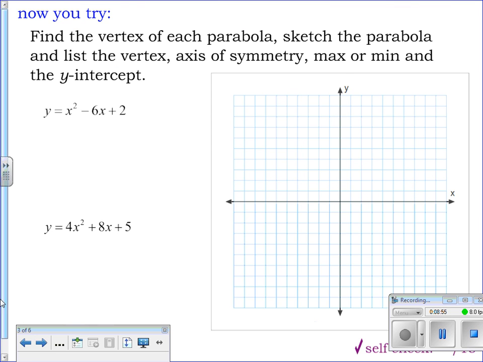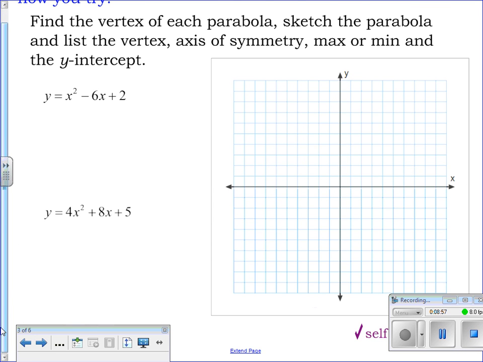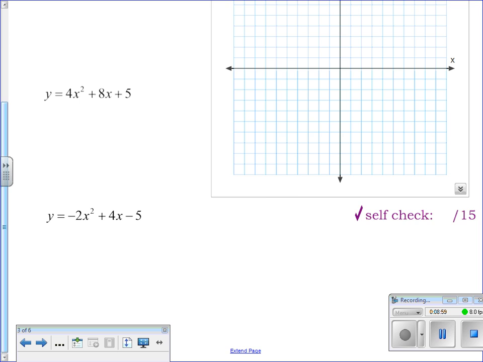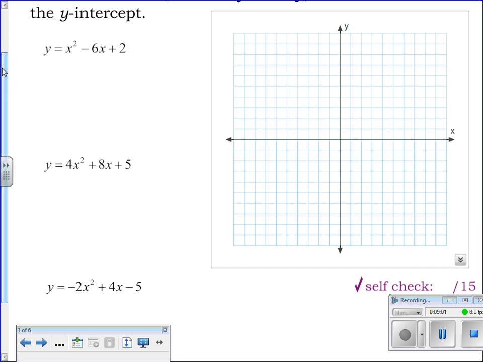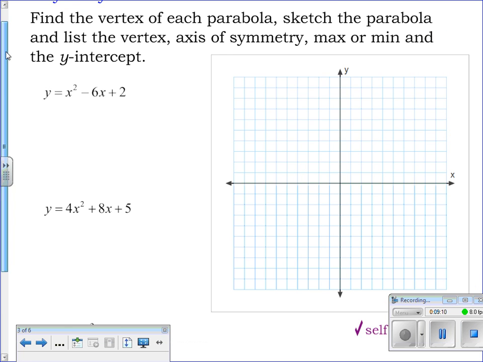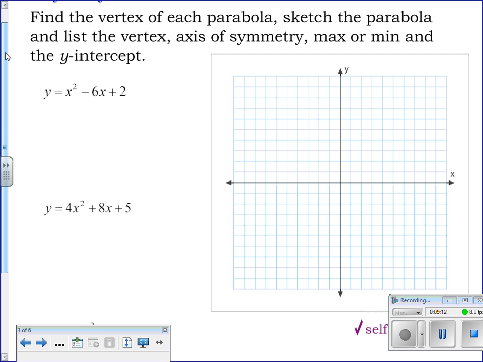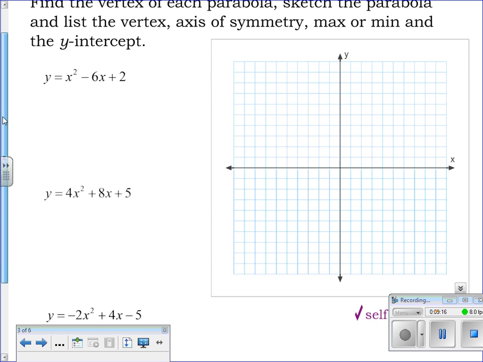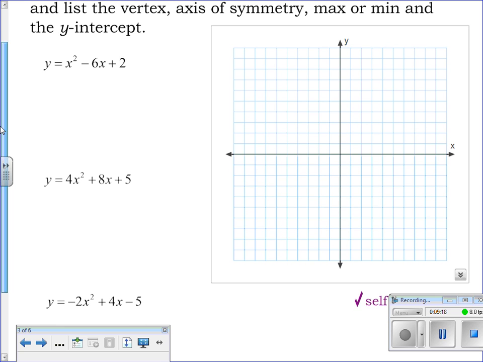Your turn. And yes, you guys have 3. Do all 3. Okay, here we go. Same idea that we just did. Vertex, sketch the parabola, list the vertex, axis of symmetry, max or min, and the y-intercept. Ooh, didn't do the y-intercept on the last one, so we'll have to add it here.